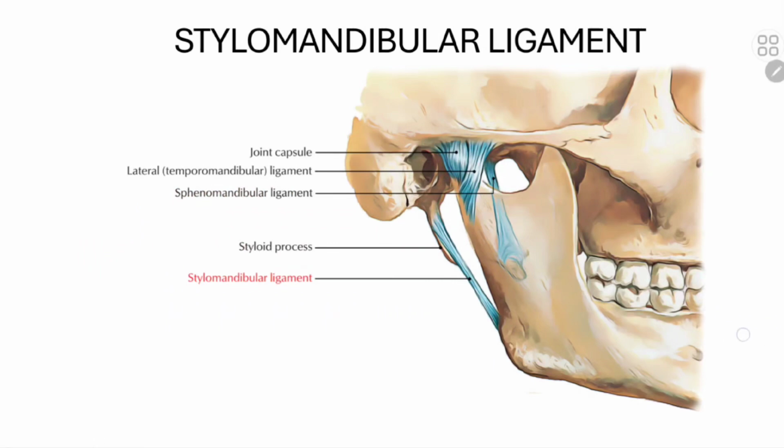Embryologically, it is a remnant of the dorsal part of Meckel's cartilage. The next one is the stylomandibular ligament. As the name suggests, it originates from the styloid process and gets inserted into the posterior surface of the ramus of the mandible.